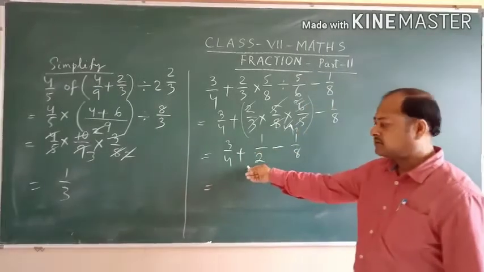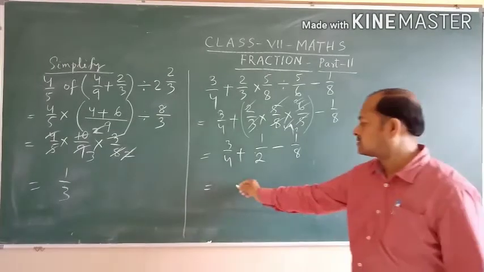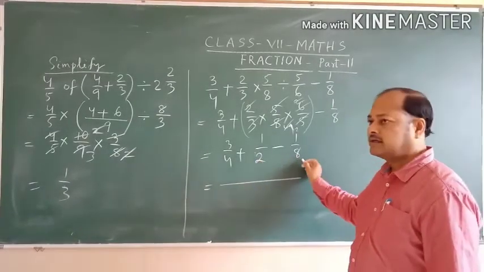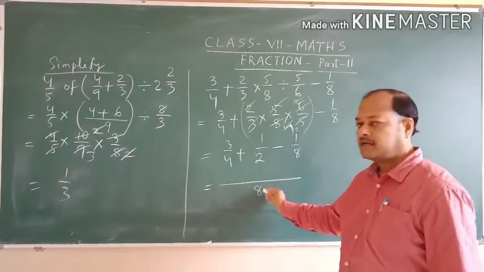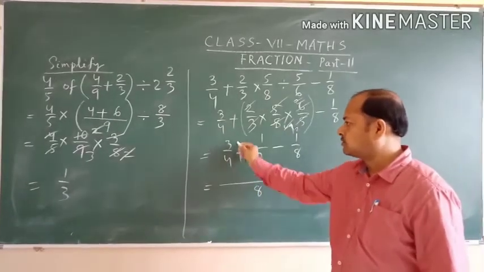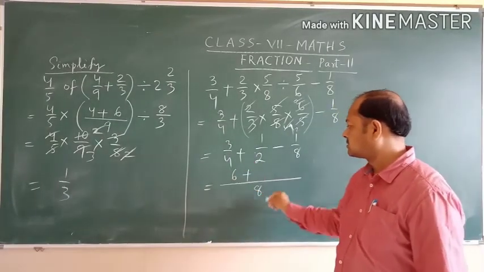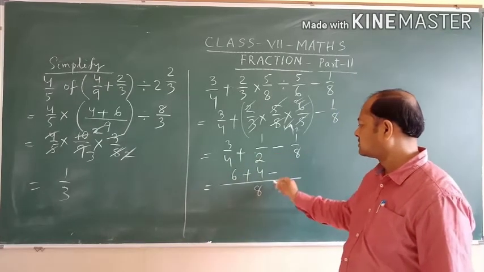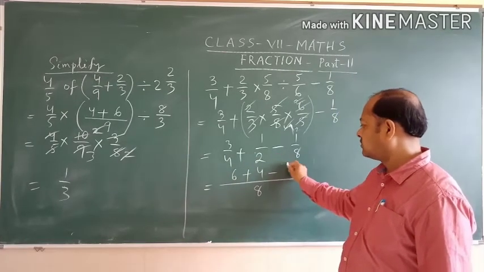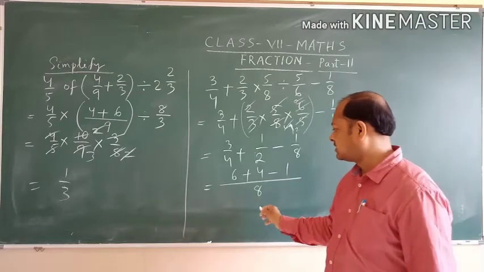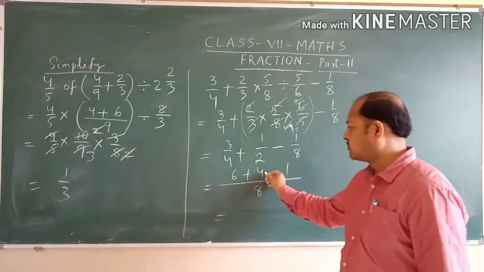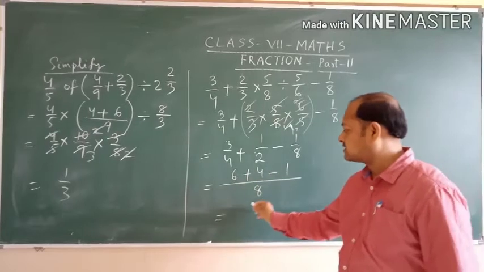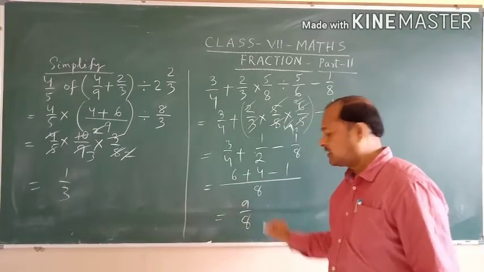Take the LCM of these three numbers. 4, 2, 8. LCM is 8. 8 divided by 4 is 2, 2 into 3 is 6, plus 8 divided by 2 is 4, 4 into 1 is 4, minus 8 divided by 8 is 1, so 1. 6 plus 4 is 10, 10 minus 1 is 9. So 9 upon 8 is the answer.